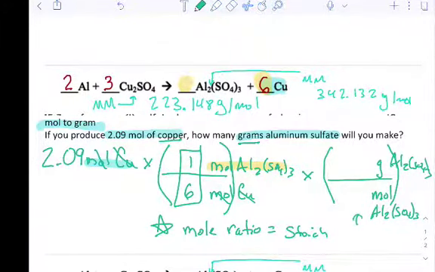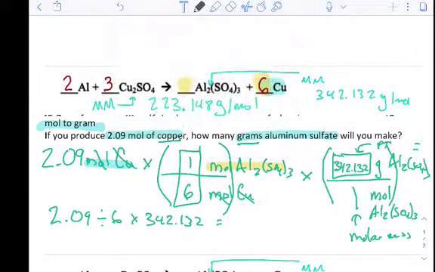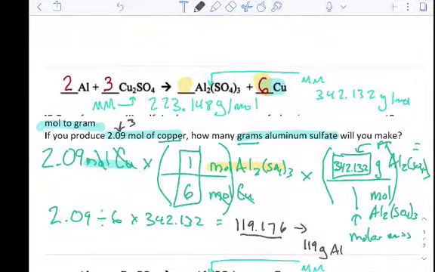So this is only a 2-step problem because I already gave you moles, so you don't have to do molar mass first. In my calculator, I'd be typing 2.09 divided by 6 times 342.132. And that would be the answer. So I'm ignoring the ones as always. In my calculator, I end up getting the answer 119.176. Given the fact that my given number only has 3 sig figs, I'm going to round my final answer to just 3 sig figs, label it grams, and also what substance I am measuring.